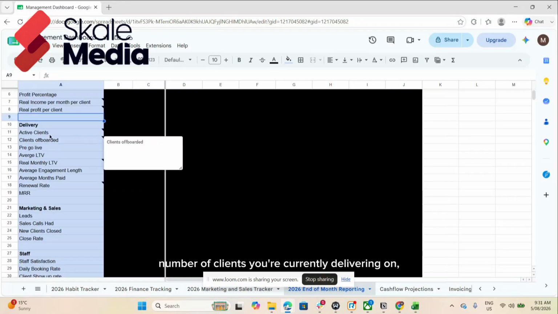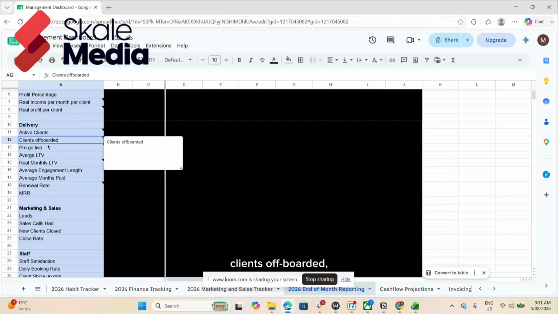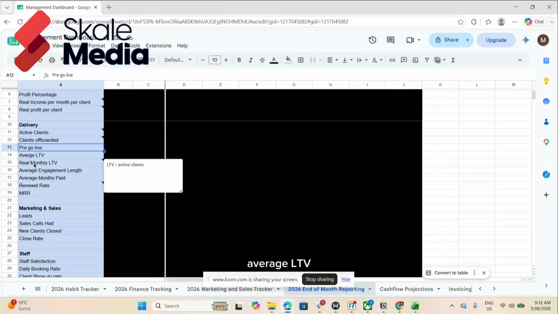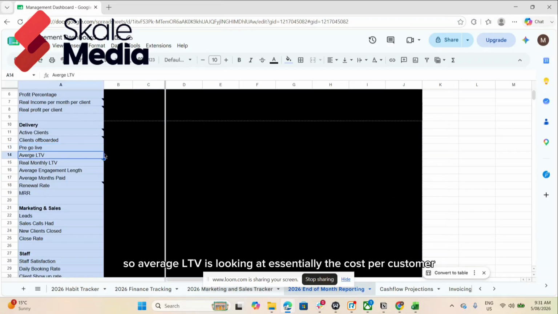Active clients, the number of clients you're currently delivering on. Clients offboarded, the number of clients that ceased the service during the month. That can then also give you your retention rate as well. Pre-go live, so these are clients that have been signed, but we're in the process of onboarding or they're not currently live. Average LTV. So average LTV is looking at essentially the cost per customer and the number of months that they've stayed there. It's the value of a customer over time, and that's an average of that for each and every customer. And that's a dollar figure.